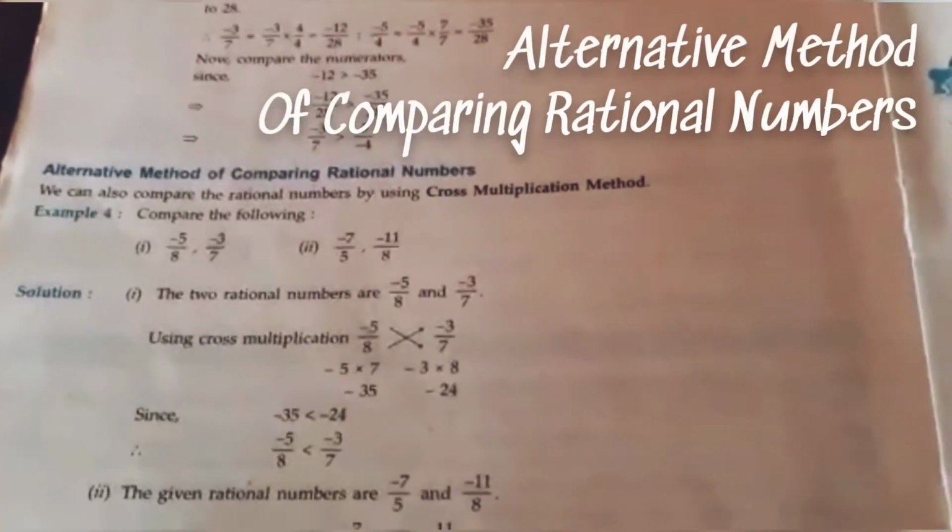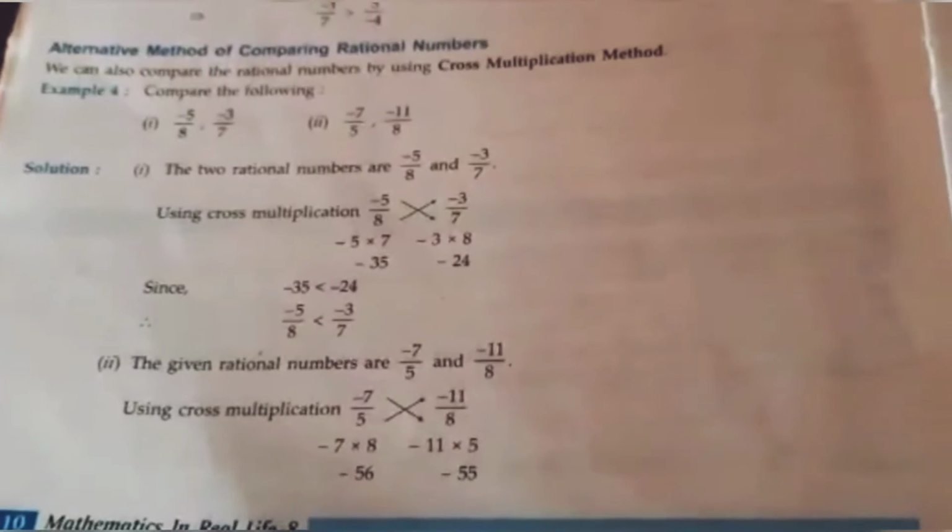So let's start alternative method of comparing rational numbers. We can also compare rational numbers by cross multiplication method. Let me give a brief explanation on that. Examples first. Minus 5 upon 8 and minus 3 upon 7. So the two rational numbers are minus 5 upon 8 and minus 3 upon 7. And now we have to use the cross multiplication method. So we will multiply minus 5 to 7 and 8 to minus 3.